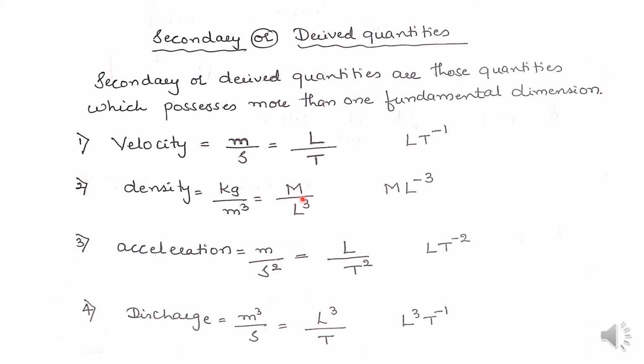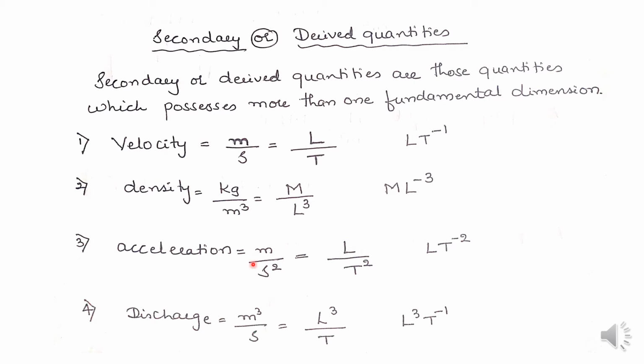So how are we writing? If I take this L cube to the numerator, this will be M L to the power minus 3. Next we will write for acceleration. How will we write for acceleration? Meter per square seconds. So where meter is the fundamental dimension for length L, second is the fundamental dimension for time, this is L divided by t square. In the numerator form, this will be L t to the power minus 2.